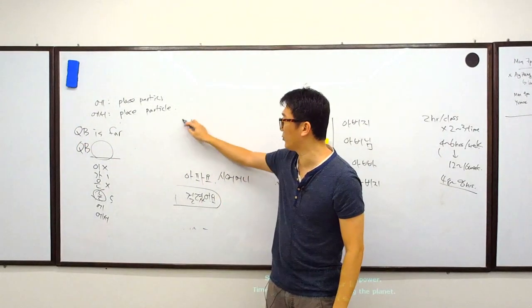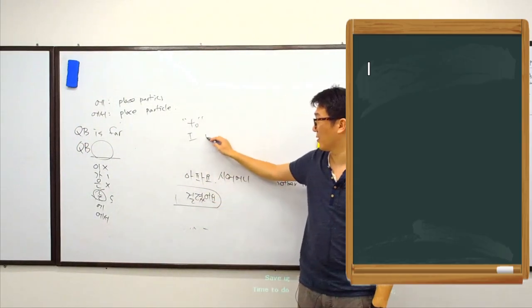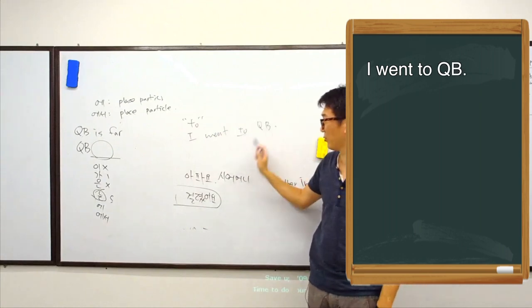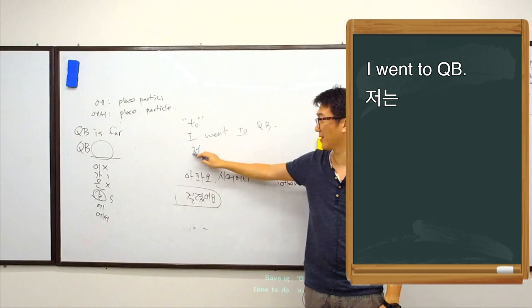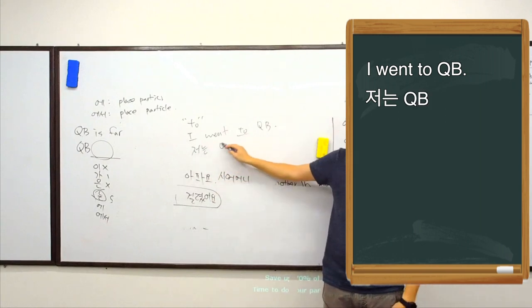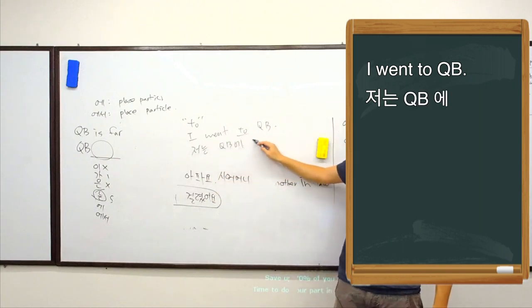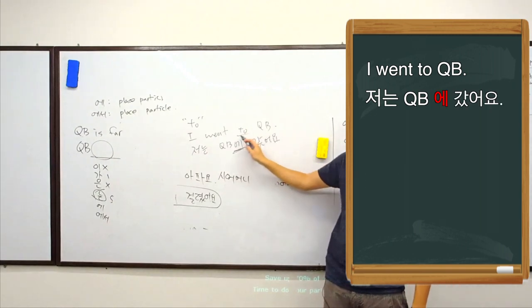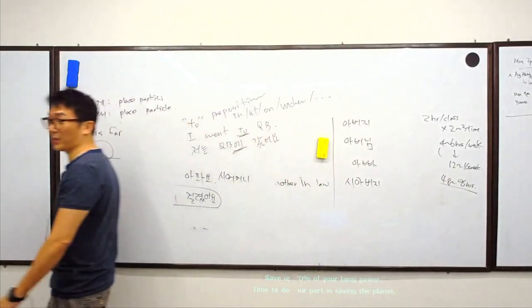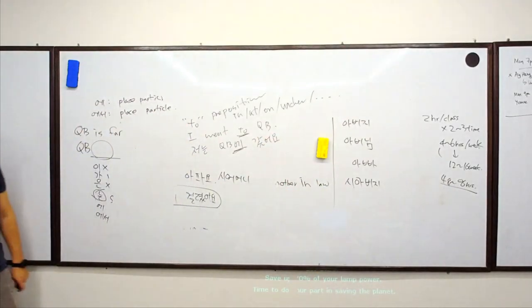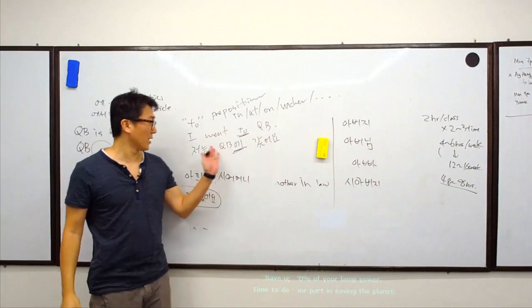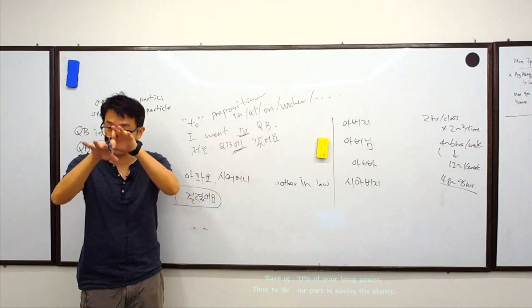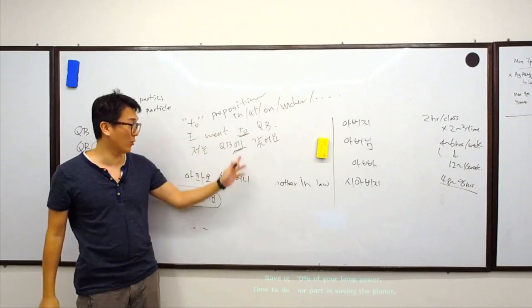It normally goes with to. I went to Queensway. To. 저는 퀸즈베이에 갔어요. 에, to. Anything goes with the prepositions, though not all of it. As long as it's static, there's no action, it's a place, then it goes with 에.